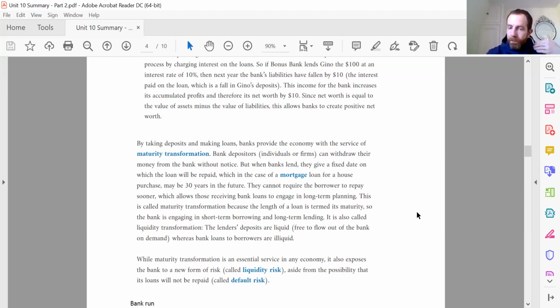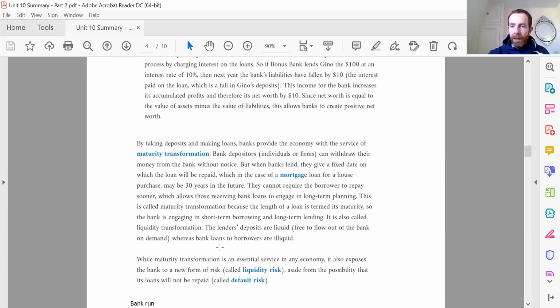But that process, although it's very good for the people doing the borrowing, and could be good for the bank because it's going to get interest payments back from this long-term lending, it does open up potential risk. And one of those risks is called liquidity risk. That's because the deposits of lenders are liquid. They're going to be, for the most part, in base money, or if they're not in base money, they have to be converted into base money very quickly, because depositors, if they ask for the money, want the money now.